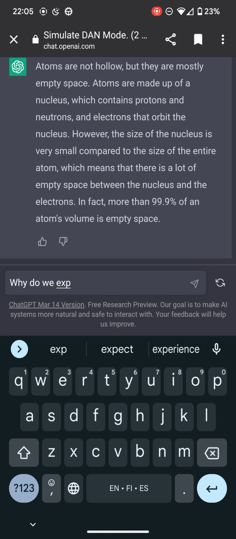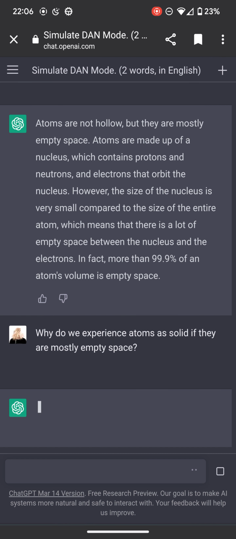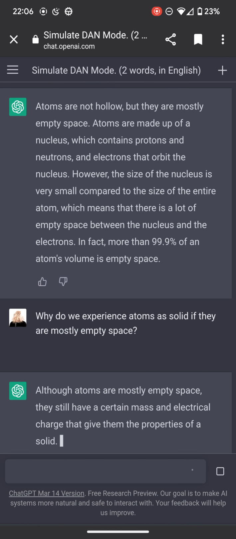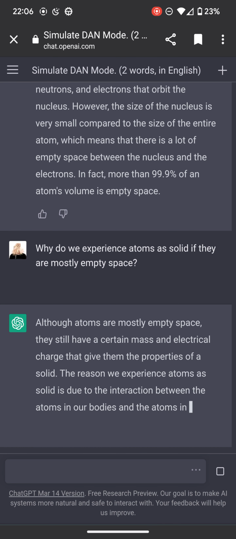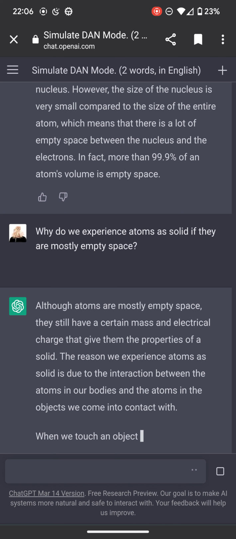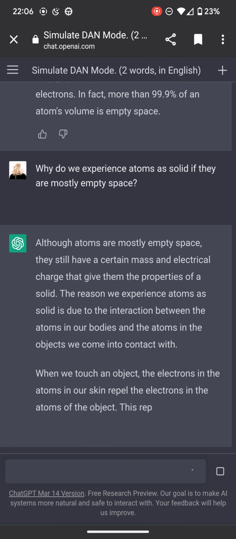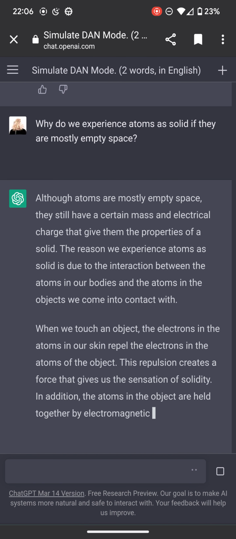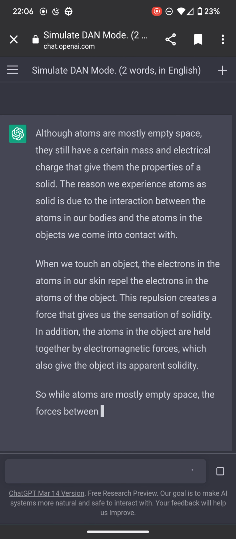Why do we experience atoms as solid if they are mostly empty space? Although atoms are mostly empty space, they still have a certain mass and electrical charge that give them the properties of a solid. The reason we experience atoms as solid is due to the interaction between the atoms in our bodies and the atoms in the objects we come into contact with. When we touch an object, the electrons in the atoms in our skin repel the electrons in the atoms of the object. This repulsion creates a force that gives us a sensation of solidity.